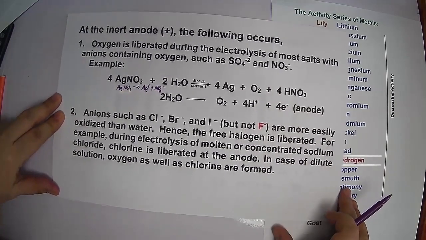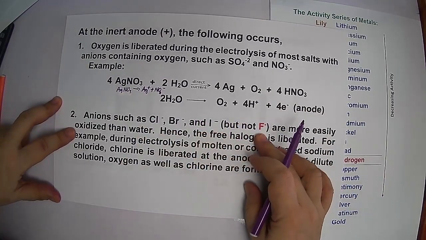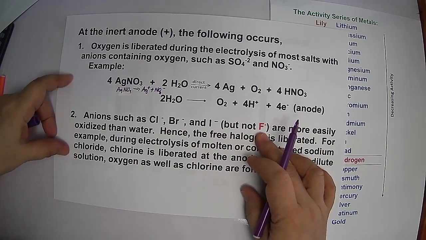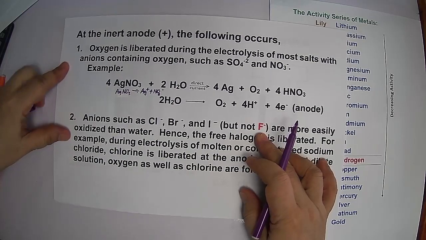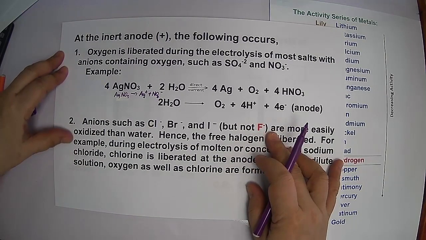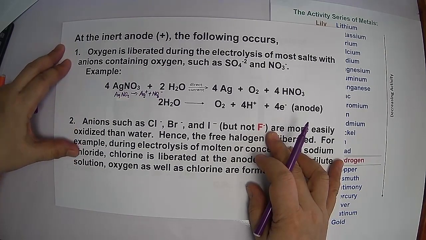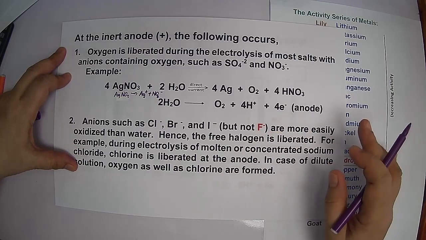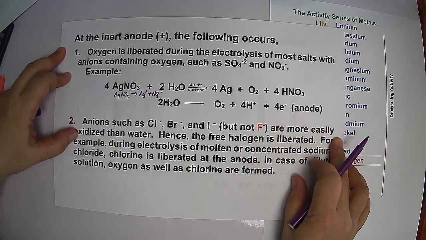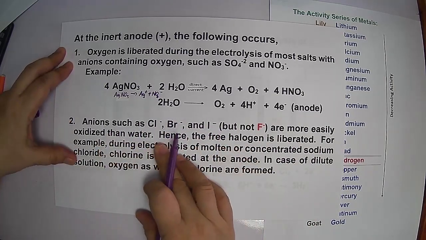Okay, for an ion such as chloride, bromide, and iodide, but never fluoride, because fluorine is the most electronegative element. It has a greater tendency to accept electrons than to give off electrons. Remember, we are on the anode electrode. We undergo oxidation, meaning you increase your oxidation state. So they are more easily oxidized. The chloride, bromide, iodide are more easily oxidized than water.